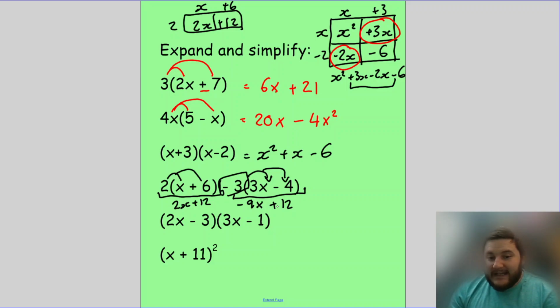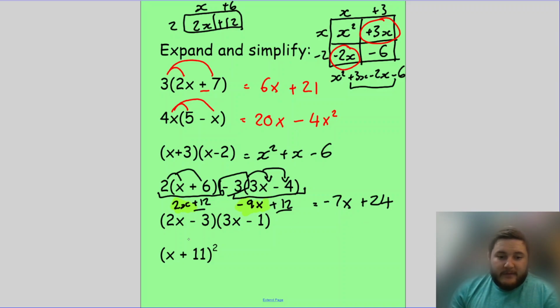And then here we just need to collect together the like terms. So let me use my highlighter here so we can see it better. We've got a positive 2x and a negative 9x, and that is going to be negative 7x. And then we've got a plus 12 here and a plus 12 there, so it's going to be plus 24.